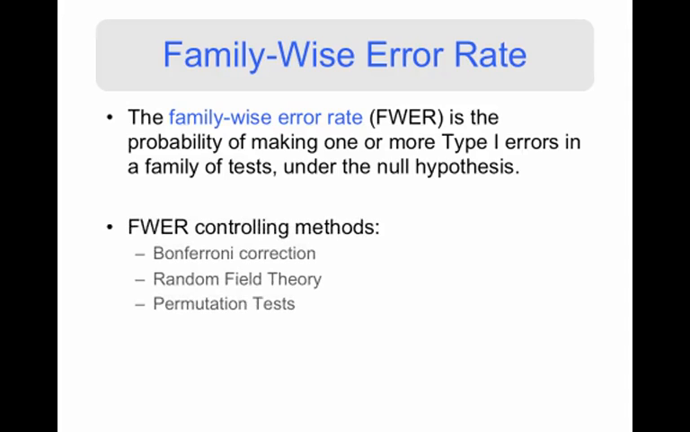Now there are a number of different family-wise error rate controlling methods that are used in the neuroimaging field. One is the classic Bonferroni correction. The second is random field theory. And the third are permutation tests. In this module we'll talk a little bit about the first two, and we'll leave the other one for reading on your own.